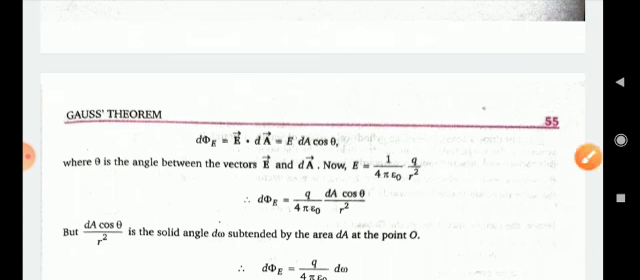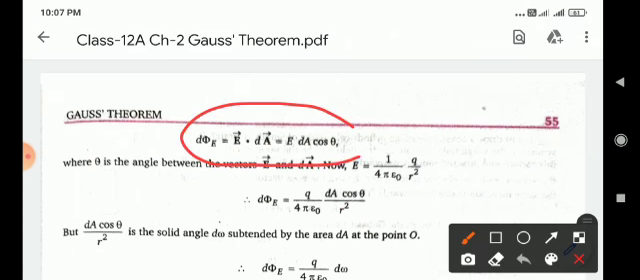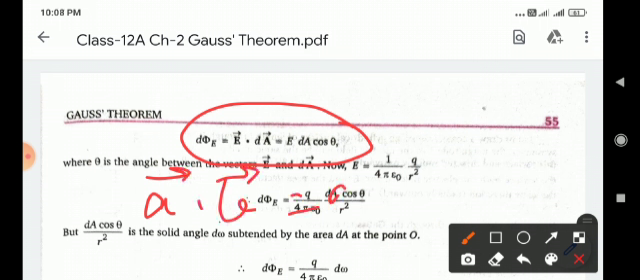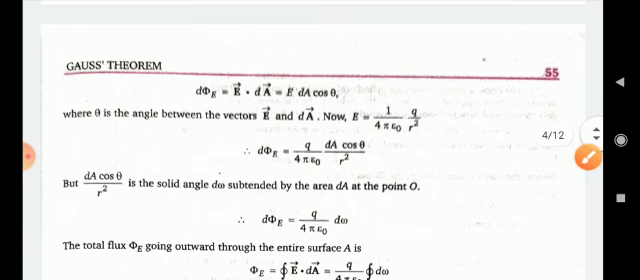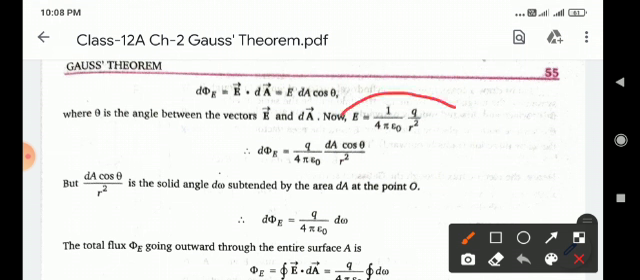we know that the flux d phi equals E vector dot dA vector, that is E dA cos theta. It is the formula of A vector dot B vector, that is AB cos theta, where A is the magnitude, B is the magnitude, theta is the direction. Here E is the magnitude, dA is the magnitude, theta is the direction. Children, we know that the formula of E magnitude, that is electric field, E equals 1 upon 4 pi epsilon naught Q upon R square. It is the formula of electric field.